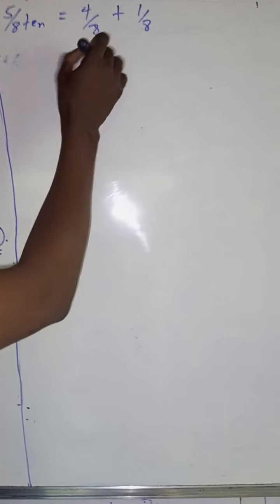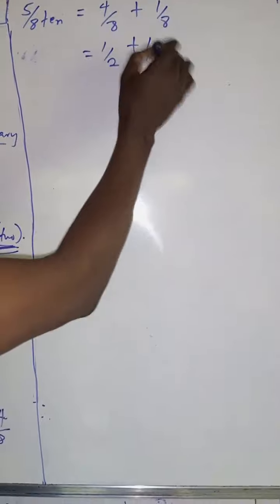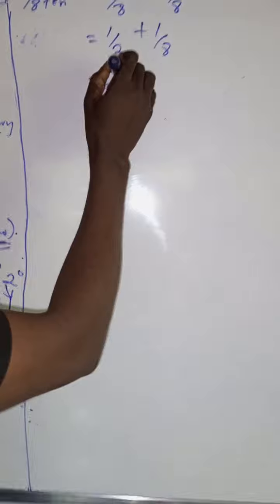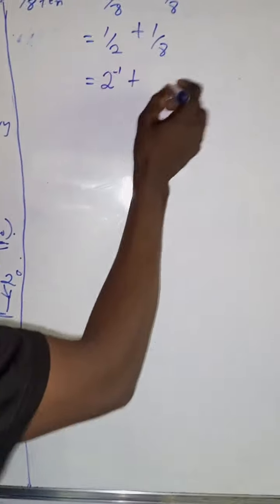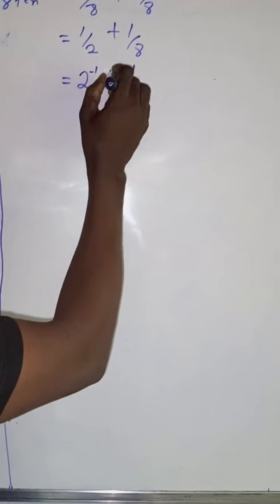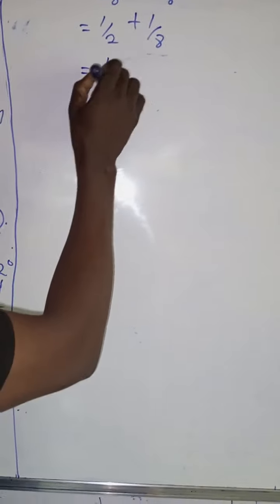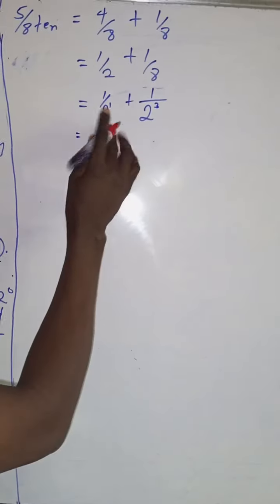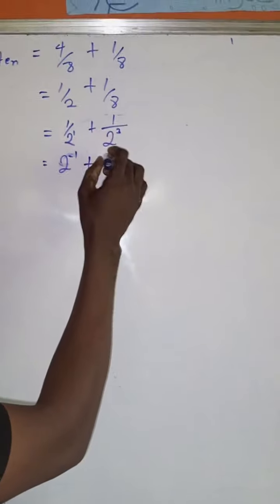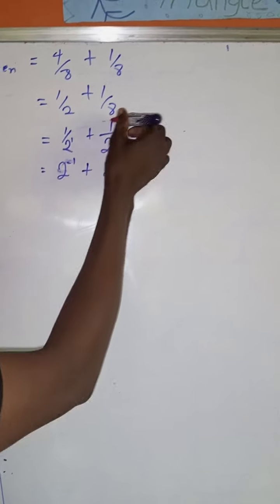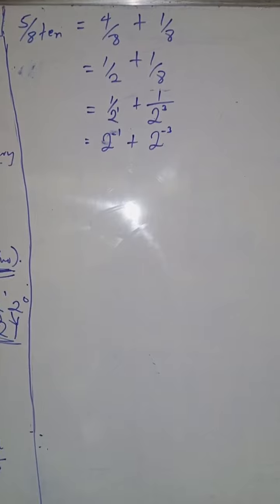So if I call this one 1 over 2 and this one 1 over 8, then don't forget this 1 over 2 is the same thing as 2 to the negative 1. Let me make it like this: 1 over 2 raised to power 1. And this one is 2 raised to power 3. So this one will now give me 2 to the negative 1 plus this one will give me 2 to the negative 3. Like I told you, this one will change.